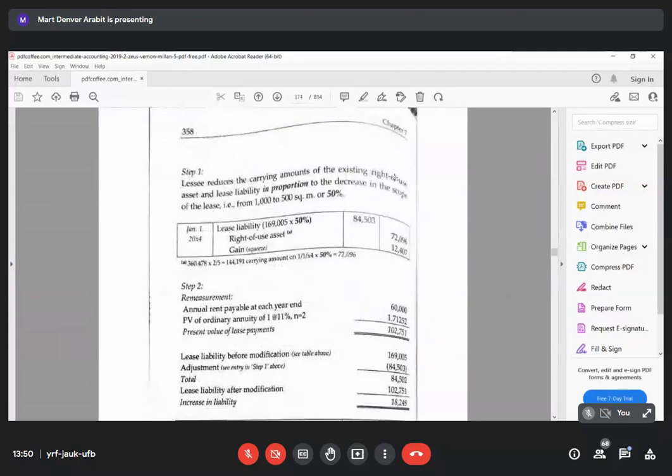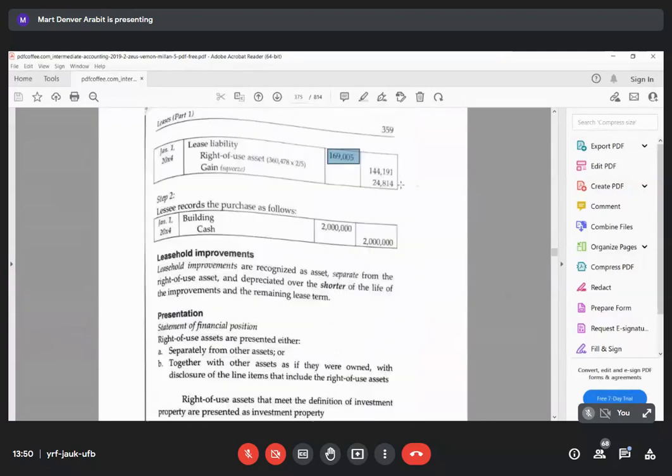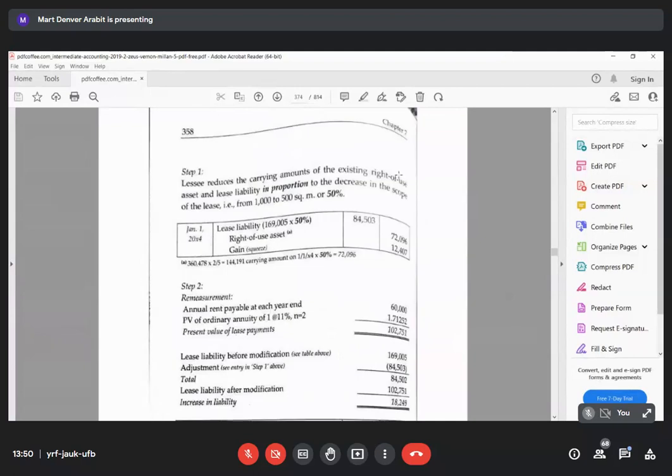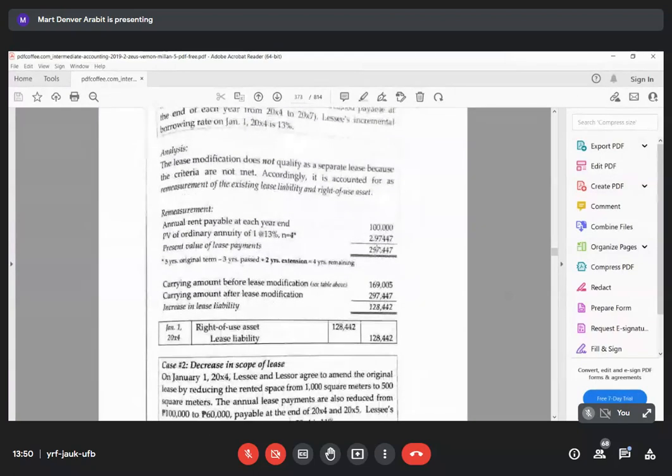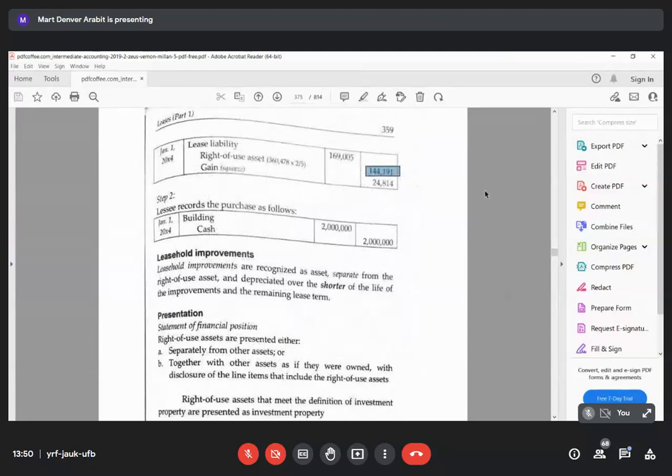Yung computed natin na, ito, yung carrying amount ng ROU after 2 years of depreciation. Wala palang table. Walang amortization table. So, ito siya. Ito lang yung ROU balance natin. So, the gain is computed by just deducting yung dalawa. The amount of lease liability extinguished against the ROU asset being relinquished naman. So, this is the gain.